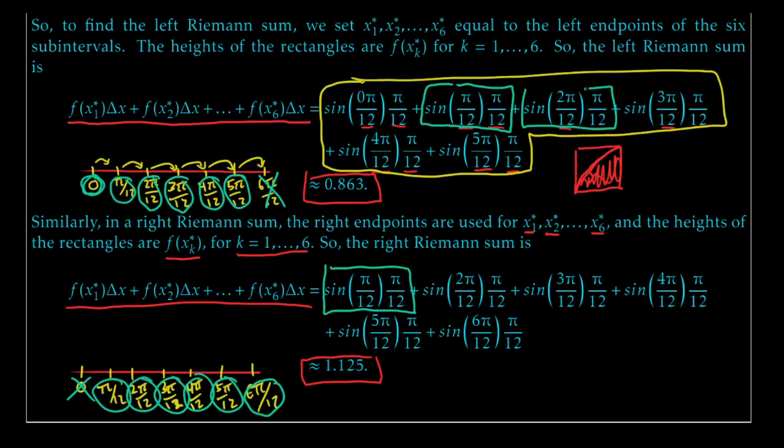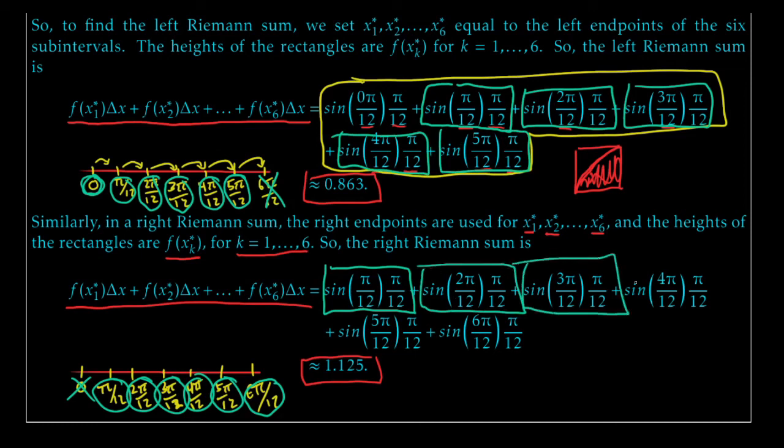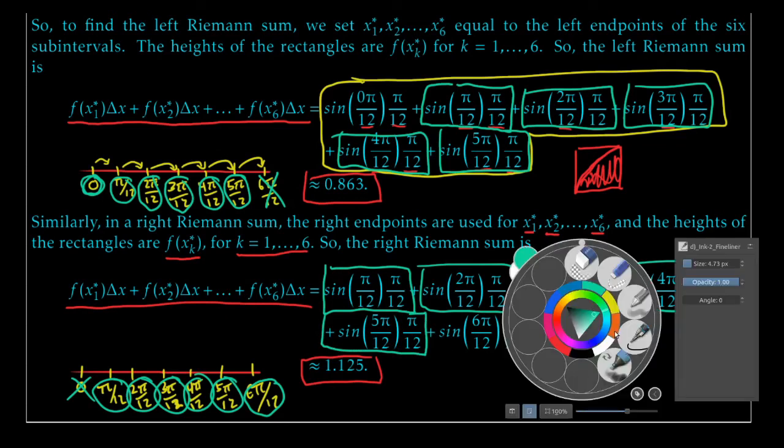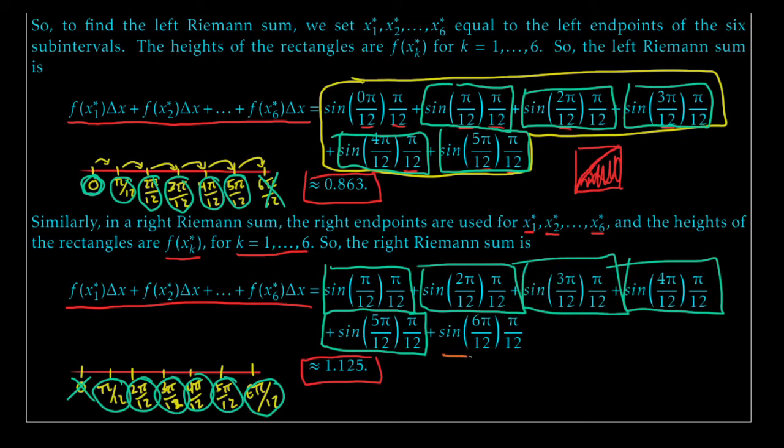If I go on through, I can see that I've got almost all of the same things, pretty much all of the way through. Between the two, sine of 2 pi over 12 times pi over 12, sine of 3 pi over 12 times pi over 12, sine of 4 pi over 12 times pi over 12, all the way up to sine of 5 pi over 12 times pi over 12. And the things that get left out between the two of them, one of them is the sine of 6 pi over 12 times pi over 12 in the right Riemann sum. That's the right endpoint of the interval.